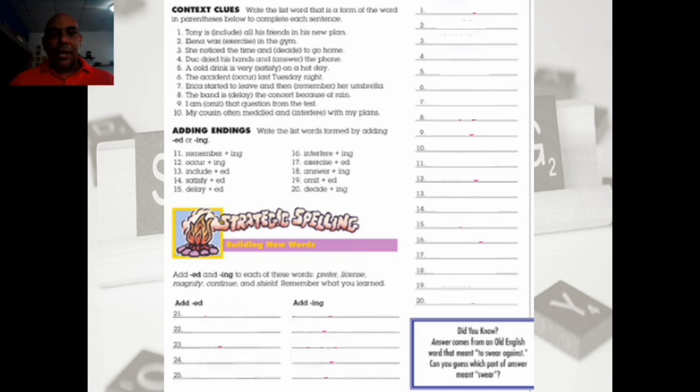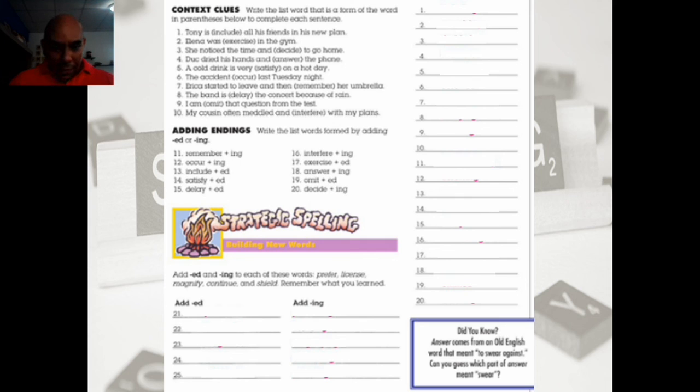Well, this is the next page. What you have to do is write the list word that is a form of the words in parentheses. So what you need to do basically is go to the first page and compare the words that you have on the list word. Then you have adding endings. Basically the only thing that you have to do is take the words to create the ed or the ing form. And the same thing you have to do at the end that says add ed and ing to each of these words.